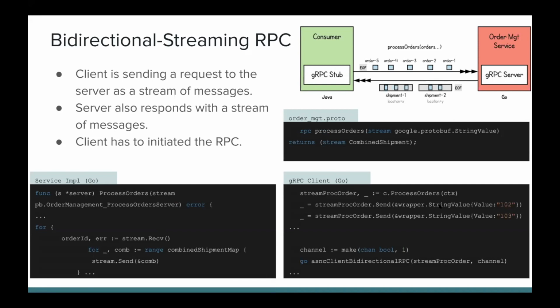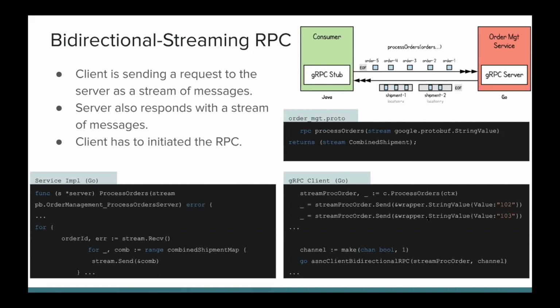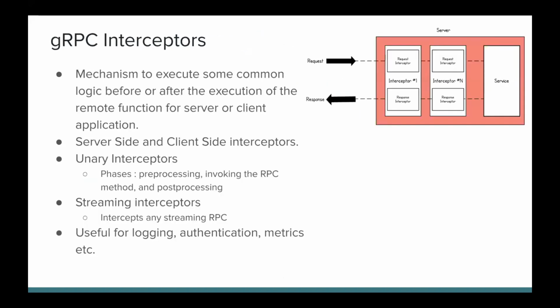And here, as you can see, the client can receive shipments in a separate thread even. So if you prefer, you can completely decouple sending and receiving in a separate thread. So those are the 4 main communication patterns that you can build your microservices with using gRPC. And let's look at some of the other supporting communication patterns.